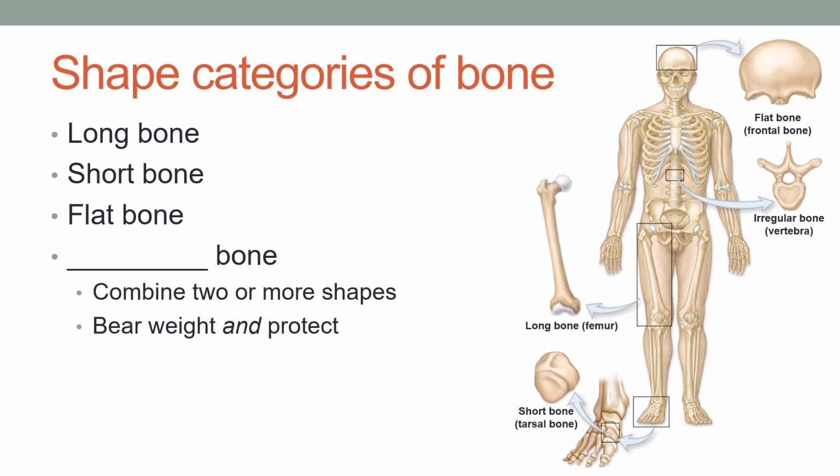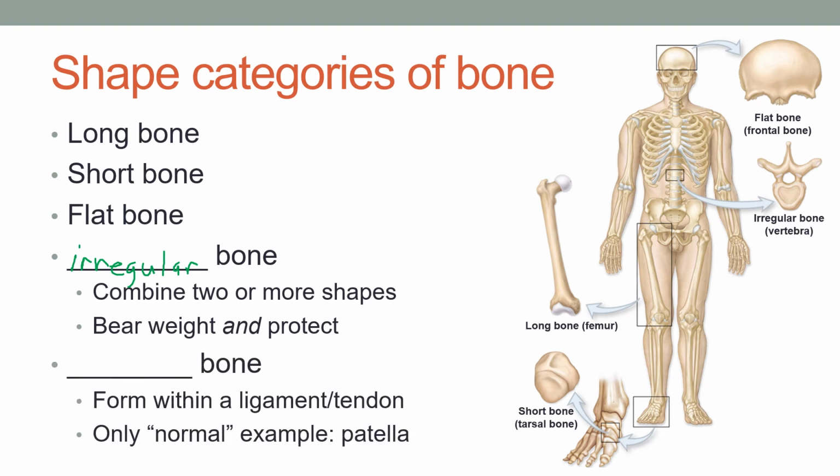But those are not the only kinds of bones. We also have bones like this vertebra. Those don't fit any one of the specific long, short, or flat shapes, so they are called irregular bones. They combine two or more shapes, and most of the time they both bear weight and protect. In the case of the irregular bones of the skull, they don't really bear weight, but they may serve as important attachment points for things, as well as protecting.